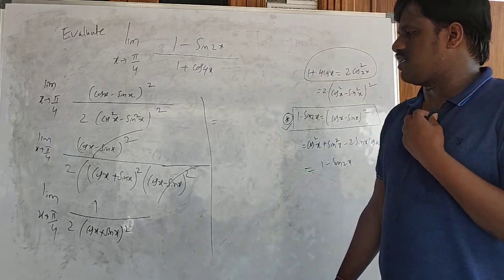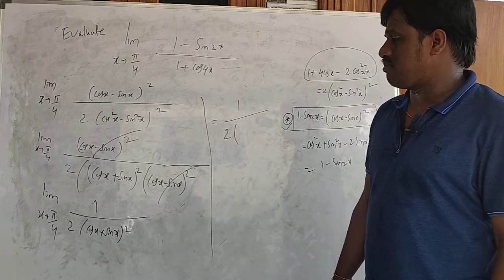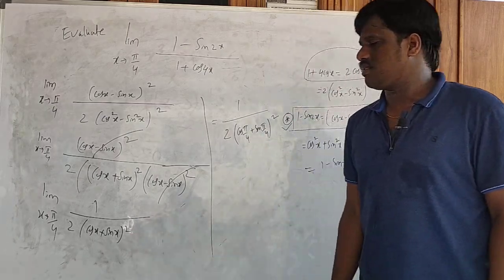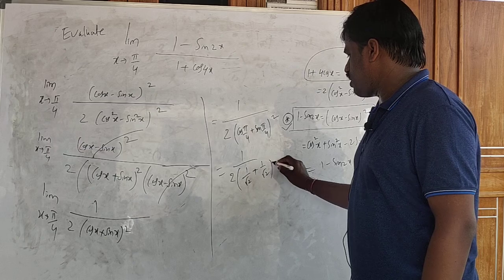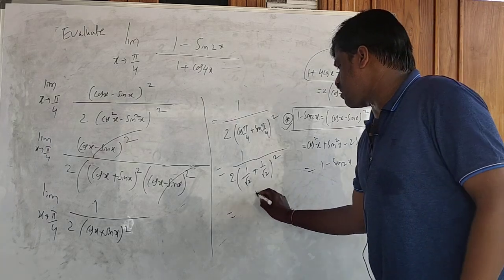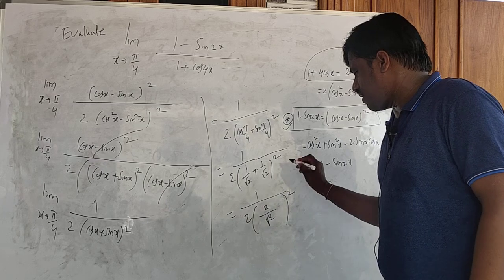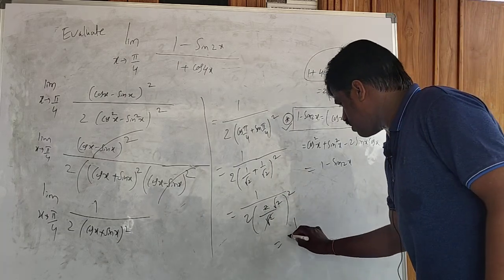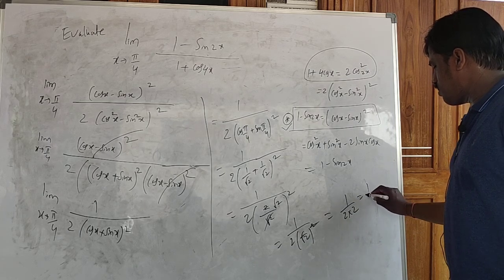Now I can find the limit as x tends to pi by 4 by substituting in this. So I get 1 upon 2 into (cos pi by 4 plus sine pi by 4) whole square. I am substituting the limit in the place of x. So 1 upon 2 into (cos pi by 4, you know it is 1 by root 2, and sine pi by 4 is 1 by root 2) whole square. Taking the LCM, I can write 1 upon 2 into (2 upon root 2) whole square. The root 2 cancels, so what I get is 1 upon 2 into 2 whole square, that is 1 by 4 is the answer.